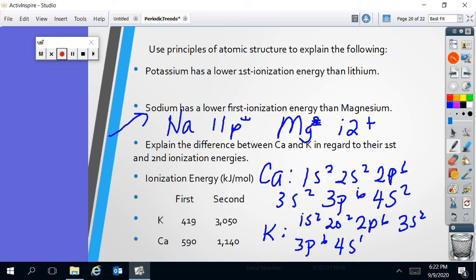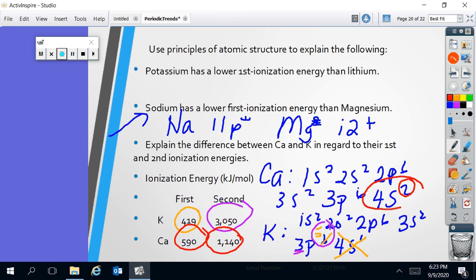So you can see for potassium, when you get rid of the first electron and you jump to the second ionization energy, you see a huge difference. And that is because you're changing energy level. You're going from 4 to 3. For calcium, the first ionization energy takes off one of the 4s electrons, and the second ionization energy, although higher, is not drastically higher because you are still within the same energy level.